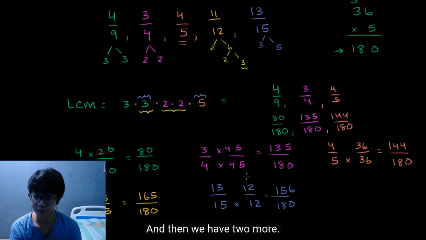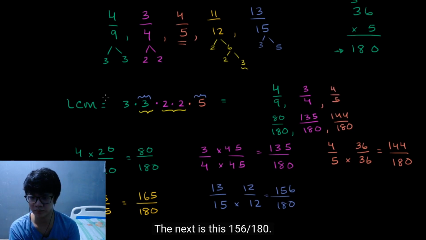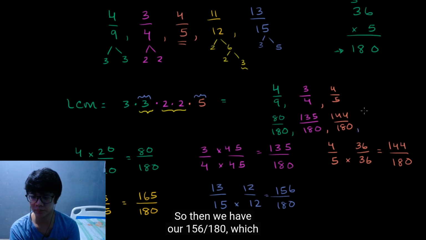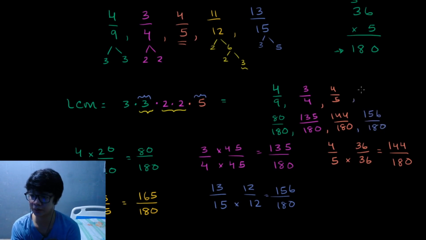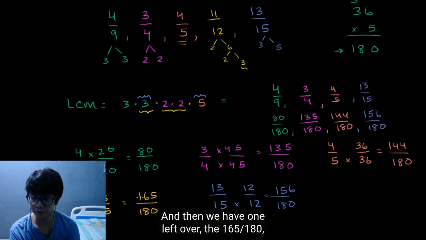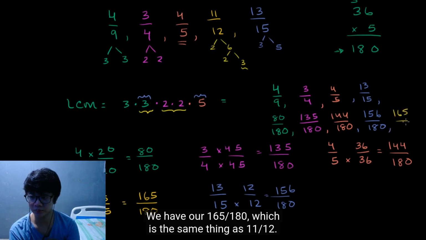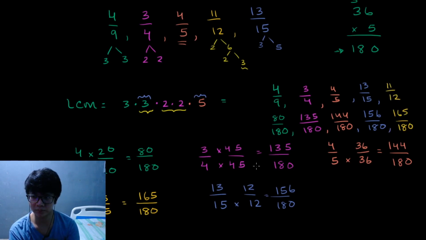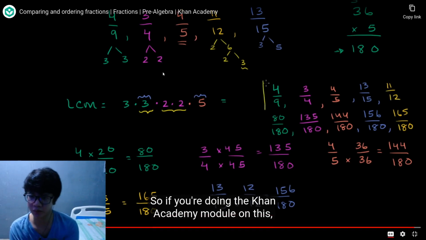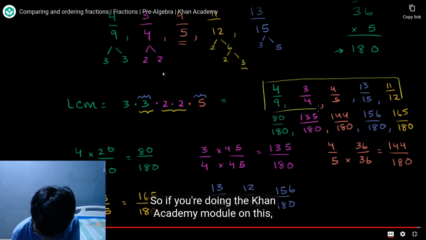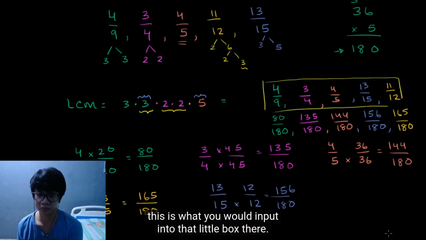And then we have two more. The next is this 156 over 180, which is the same thing as 13 fifteenths. 13 over 15. And then we have one left over, the 165 over 180, which is the same thing as 11/12. And we're done. We have finished our ordering. So if you're doing the Khan Academy module on this, this is what you would input into that little box there.